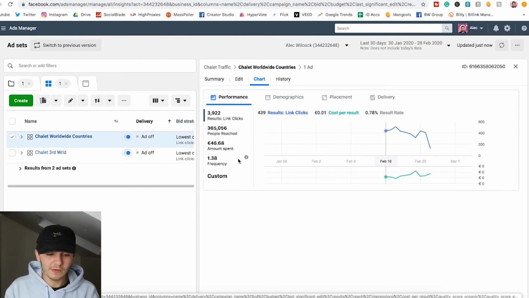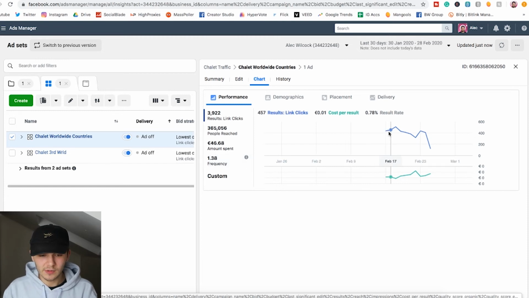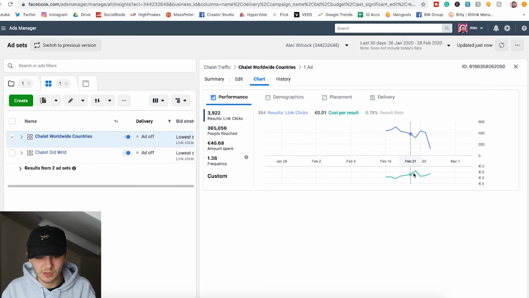Here you can see that the frequency for this one, however, was 1.38 per person. So the ad was shown on average 1.38 times to one single person. And here on the top, we have the link clicks per day. So as you can see here, February 22nd, the link clicks were kind of down. I was thinking of making another change then, but the next day they seemed to jump up by over 100. And then on the bottom, you have the actual cost per result.